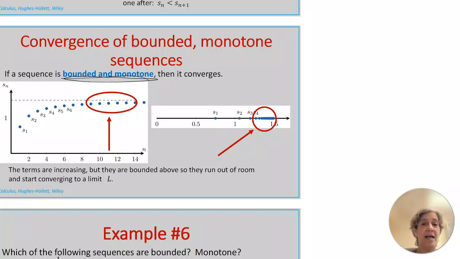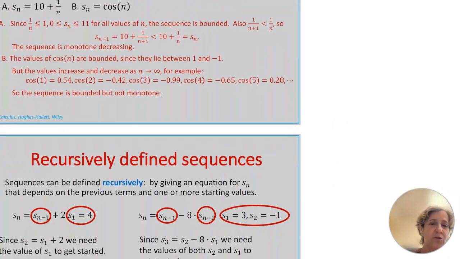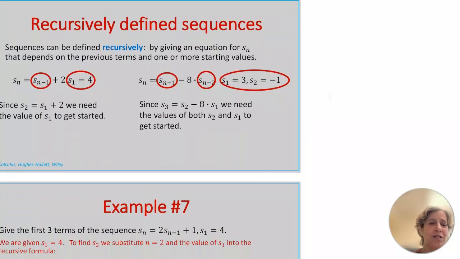then it does have to be converging. So like that n over n plus 1 that we looked at earlier, which is bounded between 0 and 1. And this is always increasing. As n gets bigger, the terms keep getting bigger. So it's monotone, increasing. This would have to converge. So again, here's some examples, which I will let you hopefully read through in your own time.